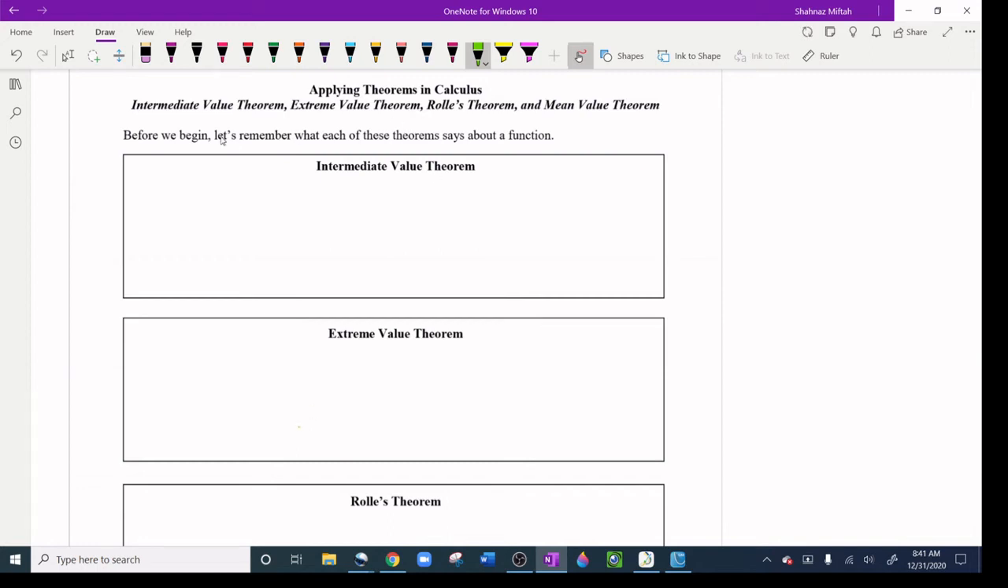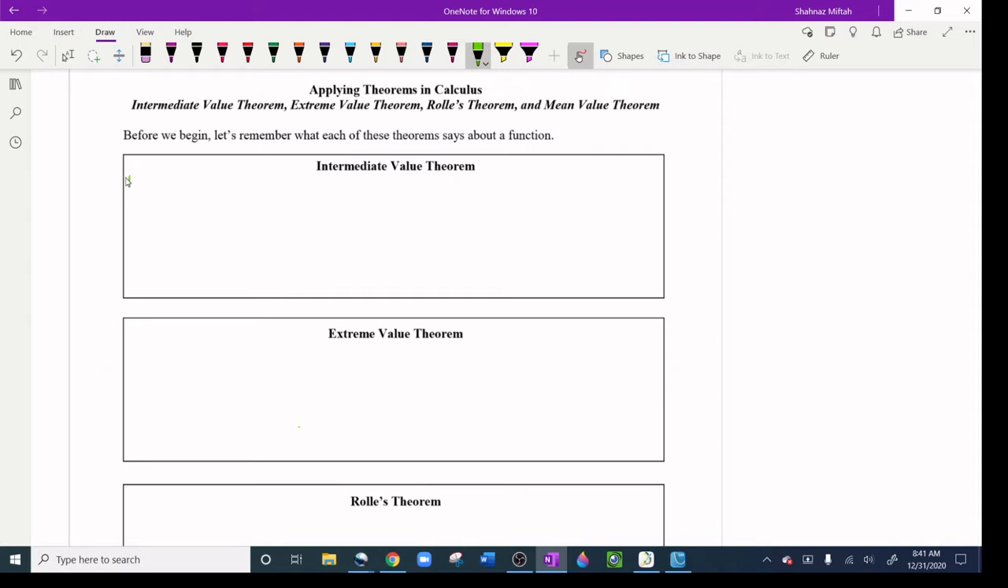Applying theorems in calculus. This is another objective. All the theorems we're going to apply: intermediate value theorem, extreme value theorem, Rolle's theorem, and mean value theorem. So we're going to apply all of them. Let's figure it out, the intermediate value theorem.